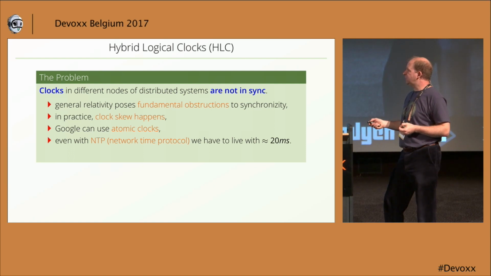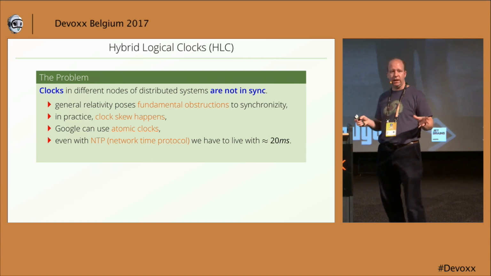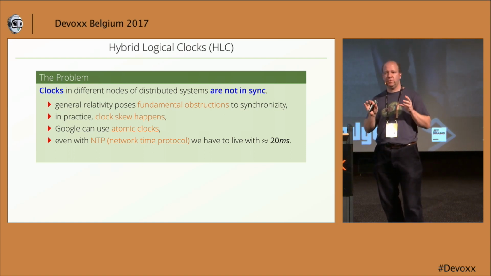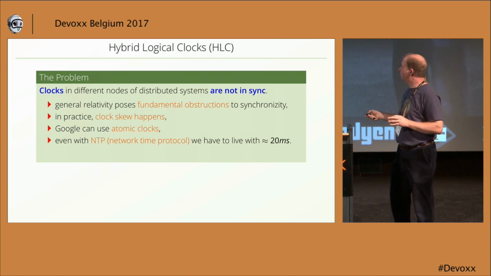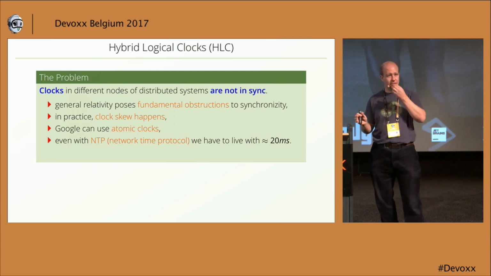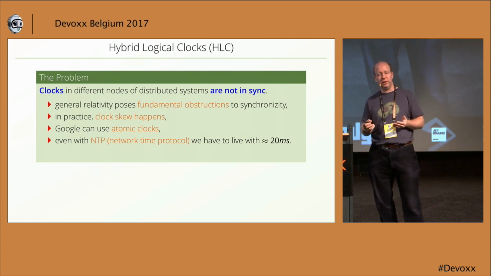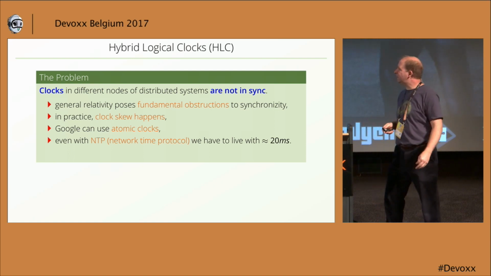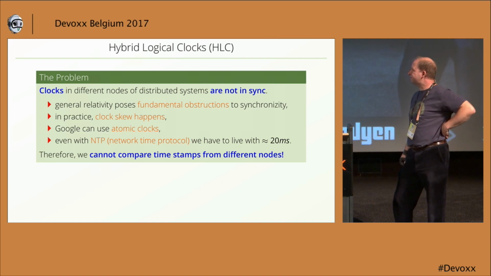With very large amounts of money, you can buy good clocks, and then it's a bit better. But even if you run the network time protocol, you will have some kind of clock skew. You can usually, in practice, between modern machines on a network, limit it to 20 milliseconds. But you see, for a modern data store, 20 milliseconds is actually quite long. And so therefore, we have to live with that.